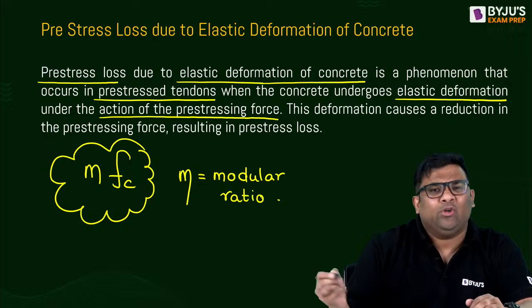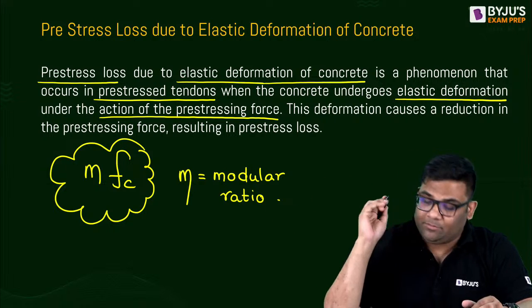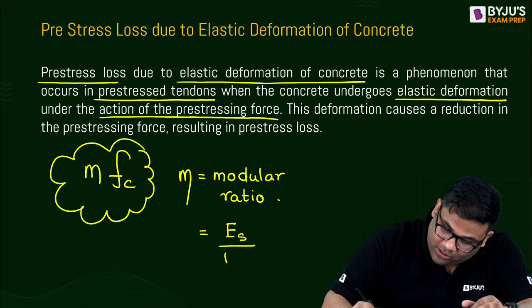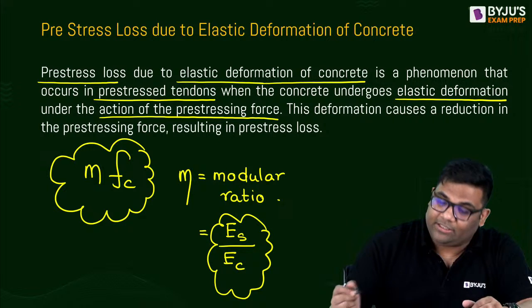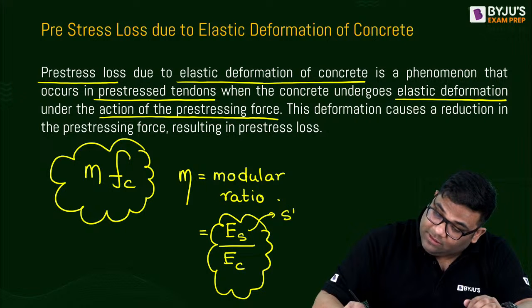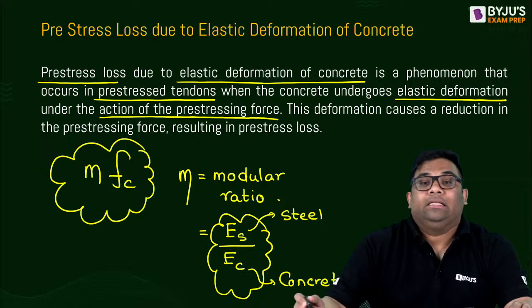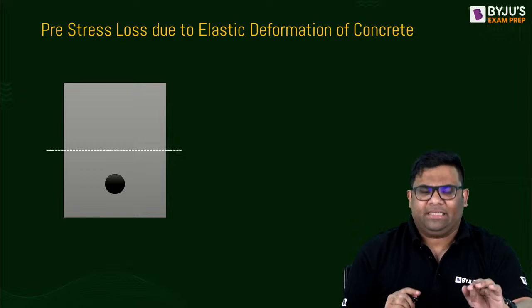Modular ratio, it's a ratio. Ratio of what? Ratio of modulus of elasticity of two terms: modulus of elasticity of steel and modulus of elasticity of concrete. This is of steel and this is of concrete. This is the first term, M. Now what is Fc?